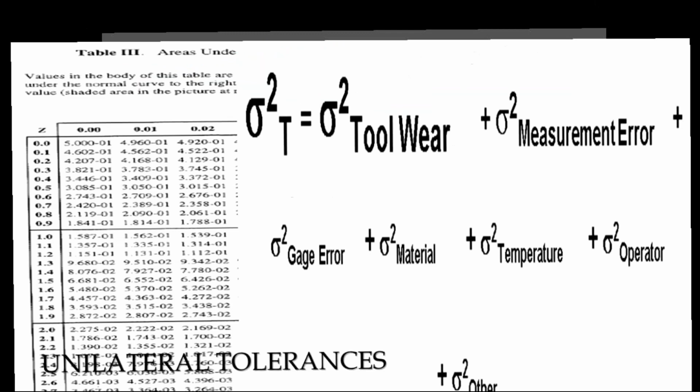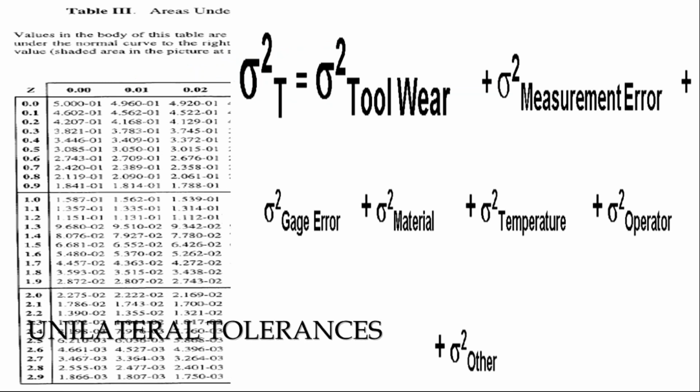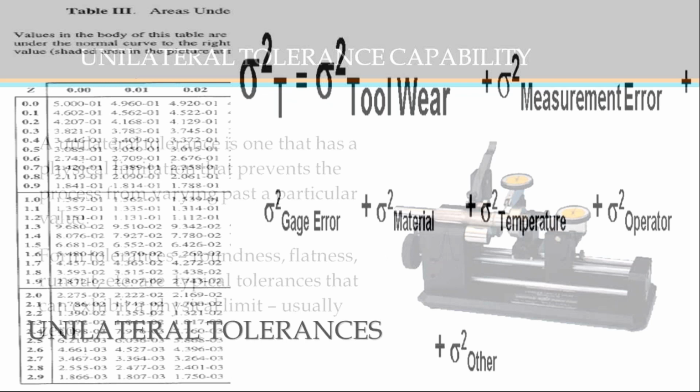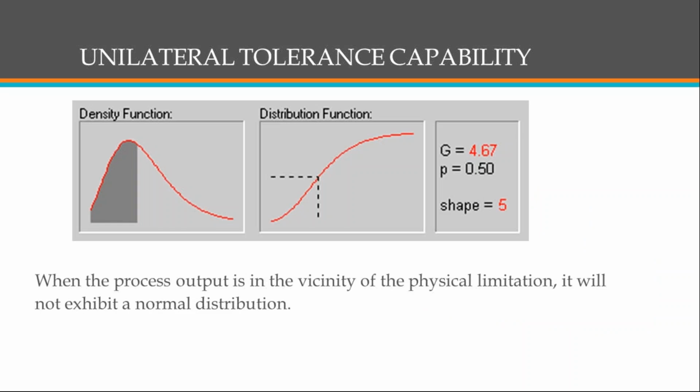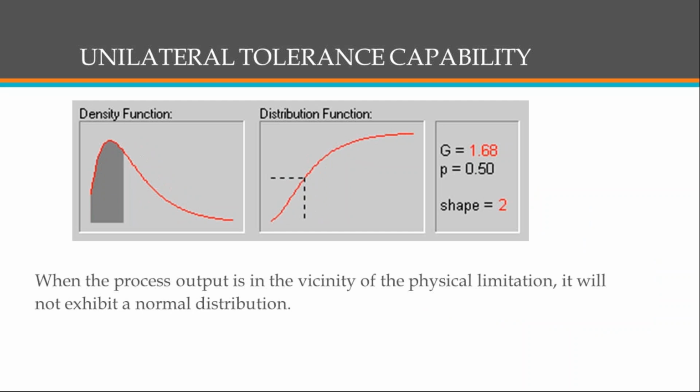So let's take a look at the unilateral tolerance capability as a case study. Unilateral tolerance is one that has a physical limitation that prevents a process from varying past a particular value. Form tolerances, roundness, flatness, runout, etc., are typical tolerances that can exhibit a physical limit, usually 0. When a process output is in the vicinity of the physical limitation, it will not exhibit the normal distribution. And you can see that from this demonstration.